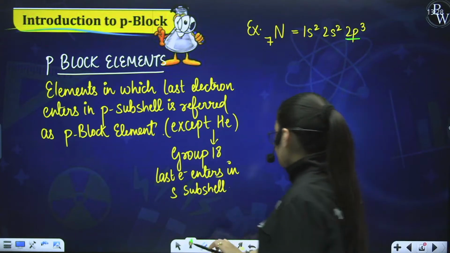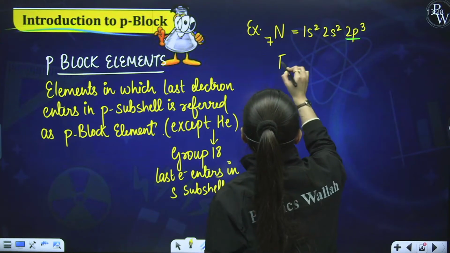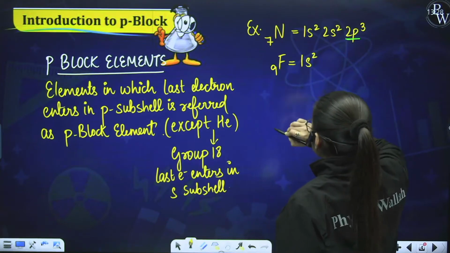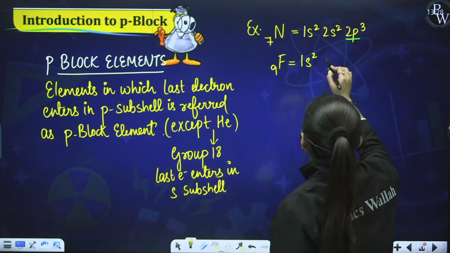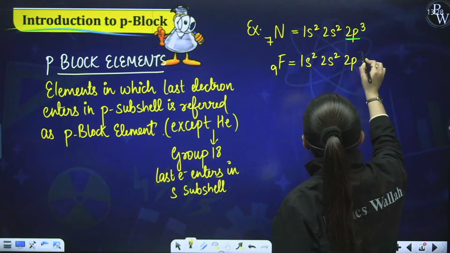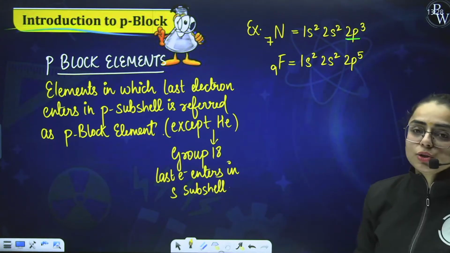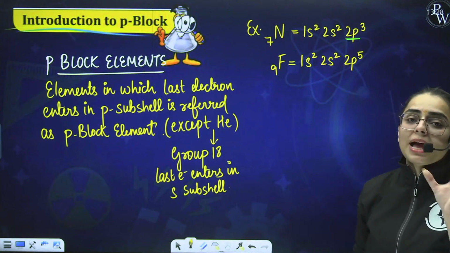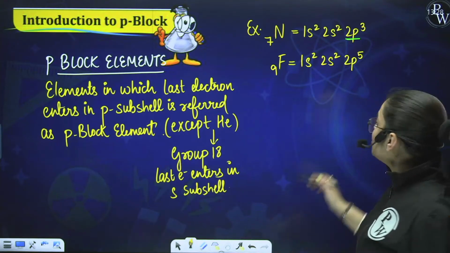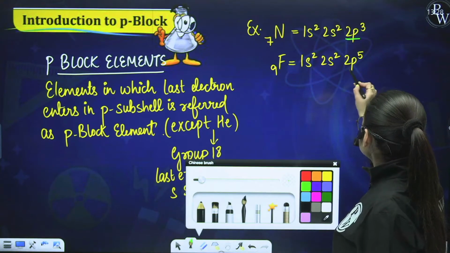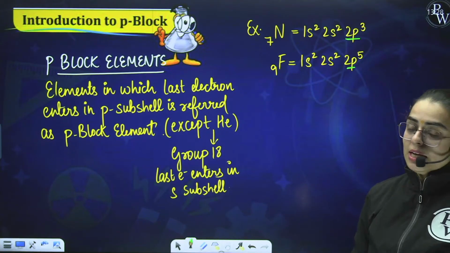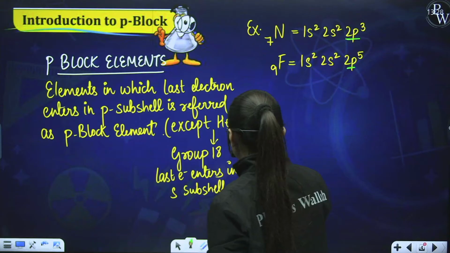Now let us take one more example in order to understand. Fluorine. Fluorine's atomic number is 9. Again write its configuration. Initially it is 1s2. 2 electrons are filled. How many are left? 7 are left. So again 2s2. 4 are done, 5 are left. So it will be 2p5. Is it clear to you? I told you the p subshell will hold a maximum of 6 electrons, so 5 electrons are filled over here. The last electron enters the p subshell. So this is also an example of a p block element.